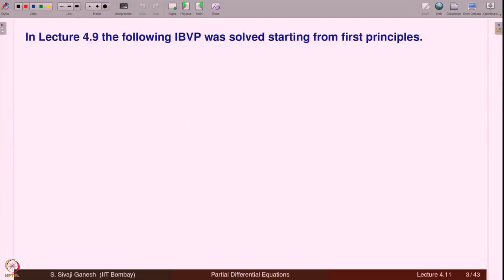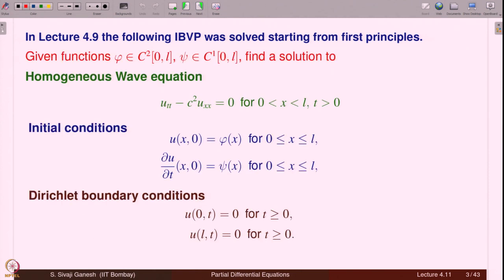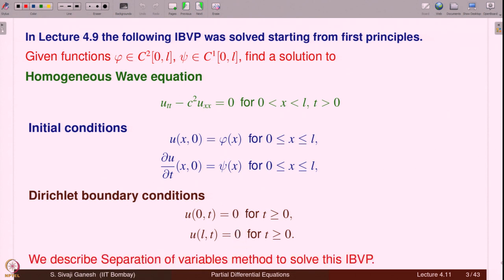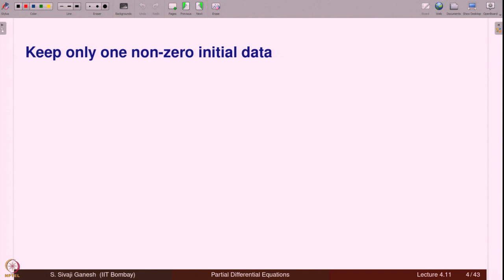In lecture 4.9, the following IBVP was solved starting from first principles, which is the homogeneous wave equation, and phi and psi is the Cauchy data and 0 Dirichlet boundary conditions. We describe separation of variable methods to solve this IBVP in this lecture.